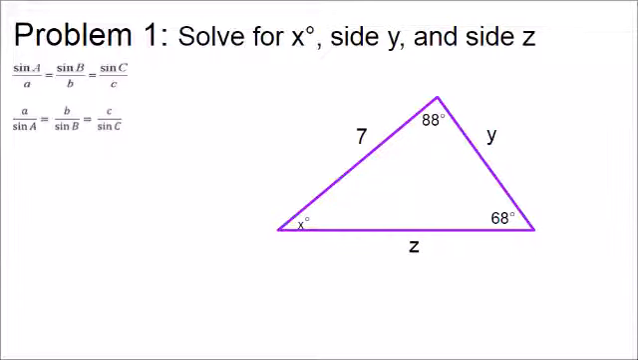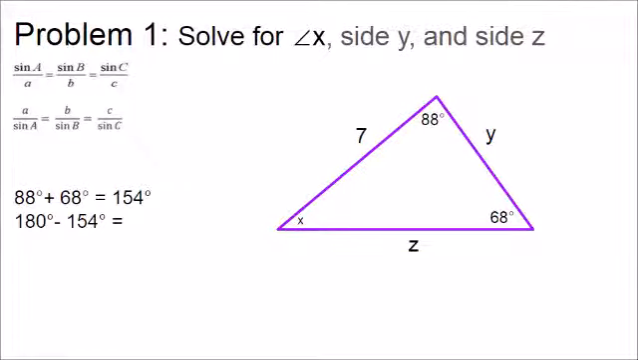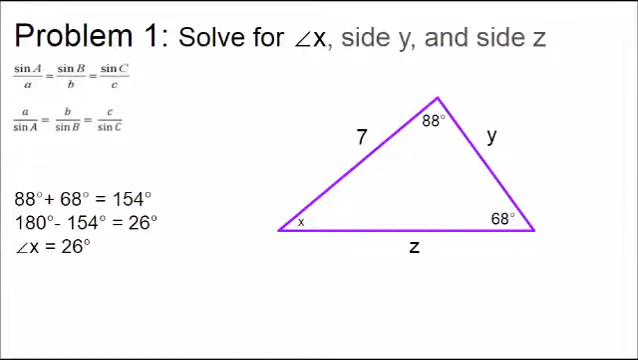So the first problem we're going to do is shown on the slide, and we need to solve for angle x, side y, and side z. So we can start out easy and find x first because we already have two angle measurements, and all we need to do is add them up, which equals 154, and subtract 154 from 180, and you get 26. So angle x equals 26.